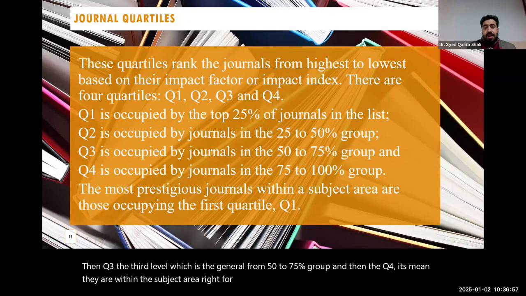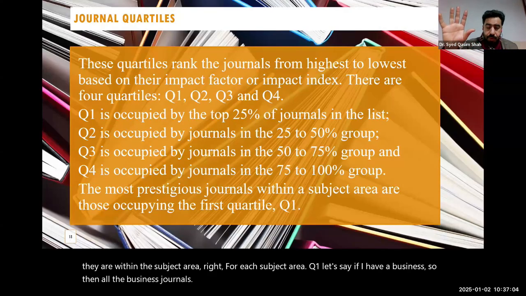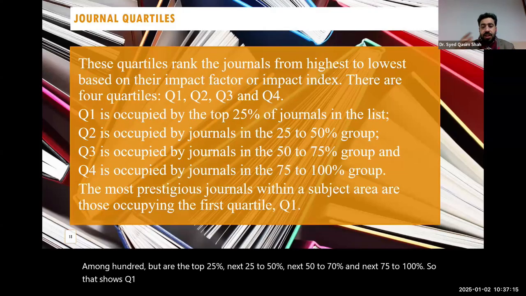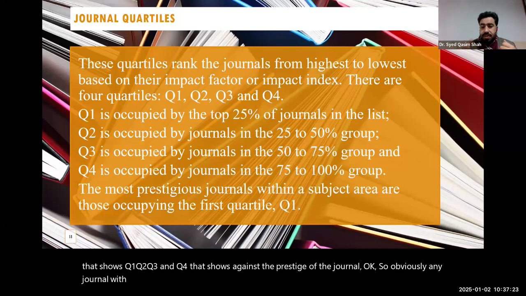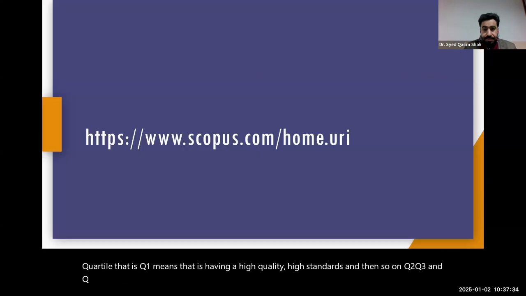For each subject area, let's say I have business, then among all the 100 business journals, the top 25%, the next 25 to 50%, the next 50 to 75%, and the next 75 to 100% show Q1, Q2, Q3, and Q4. That shows the prestige of the journal. Obviously, any journal in the first quartile, Q1, has high quality and high standards, and so on for Q2, Q3, and Q4.